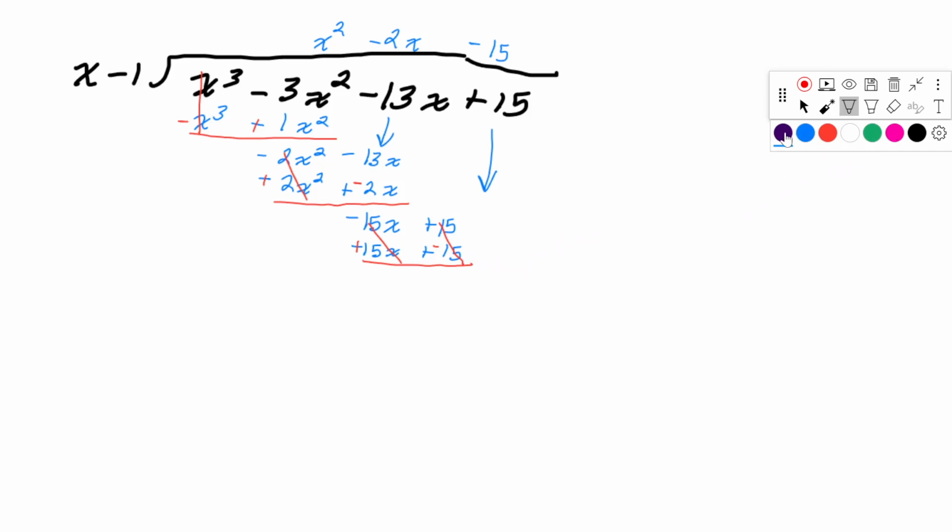Now, something that you will be asked to do is to write multiplication statements after completing the division. So the multiplication statement is going to be the divisor, the x minus 1, times our quotient, our result. So x minus 1 times x squared minus 2x minus 15. And I should add the word statement here.